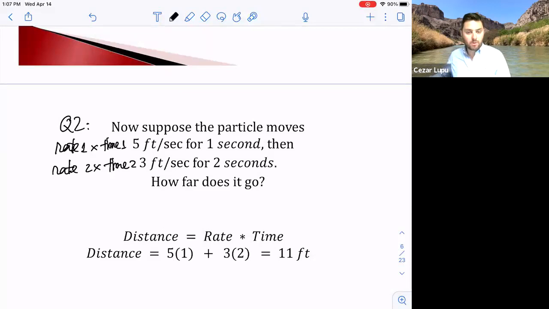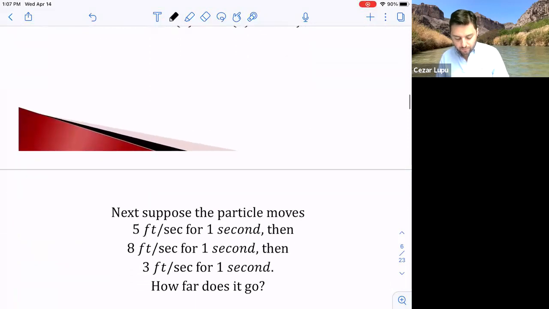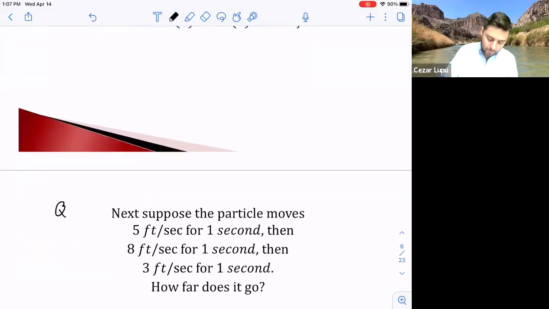All right, great, beautiful. Now, let's see something else. Let's go a bit further. So let's see question number 3. What about this one? Next, suppose the particle moves 5 feet per second for 1 second, then 8 feet per second for 1 second, then 3 feet per second for 1 second. How far does it go?